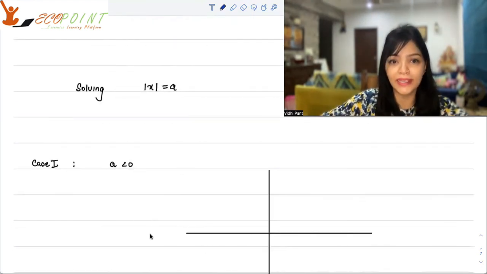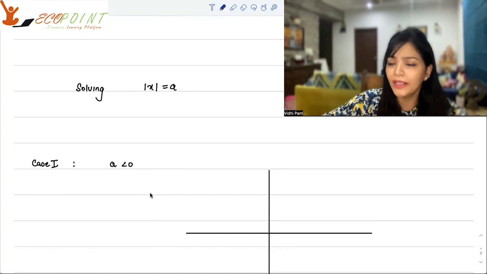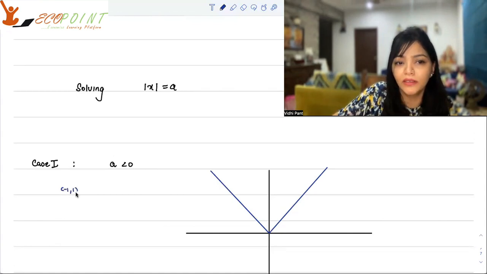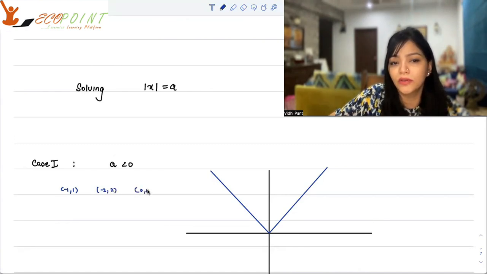Case 1, when a is less than 0. What will modulus of x equal to a look like? Well, I'm going to give you some insight, first of all, graphically. Now, the graph of modulus x looks something of this sort. It's a 45 degree V-shaped graph, right? Which will cater to the points like -1, 1, -2, 2, 0, 0, 1, 1, 2, 2, and so on and so forth.